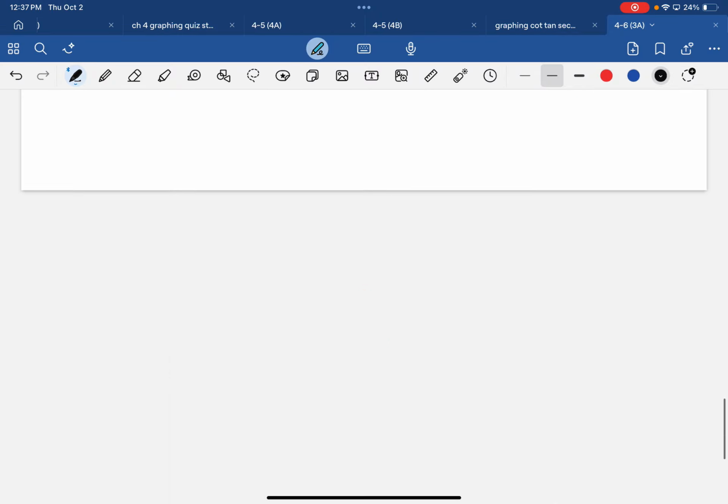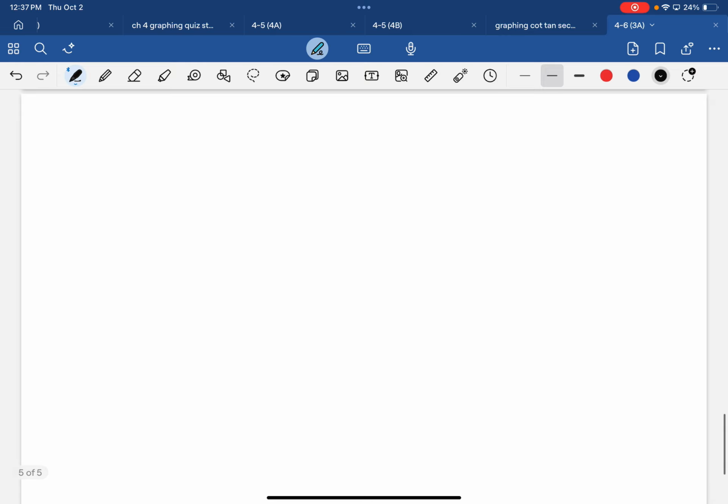All right, so I want you guys to notice something, which is that tangent x is equal to negative cotangent x plus pi over 2. Okay? And I want you guys to show this using a graph, please. Well, I'll help you guys too.